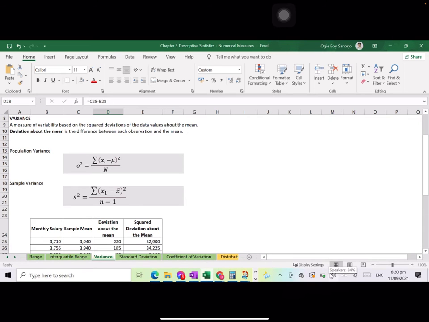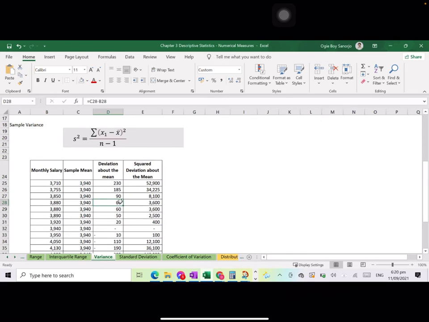Deviations of the data values about the mean, no? Okay, so with that, you only need to square this 230. So 230 squared is 52,900. 485 squared is 34,225. So pag sinabing squared, for those na medyo di familiar, no? So, multiplying by itself lang yan. So, ibig sabihin, yung 52,900, that is the product of 230 multiplied by 230.